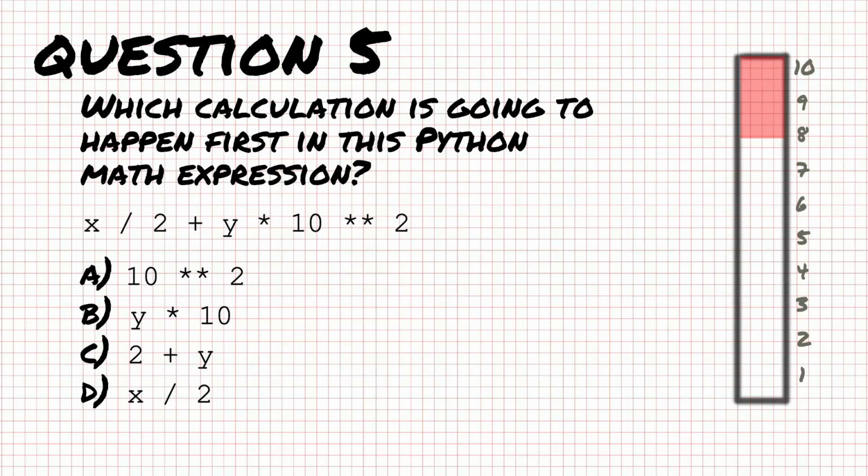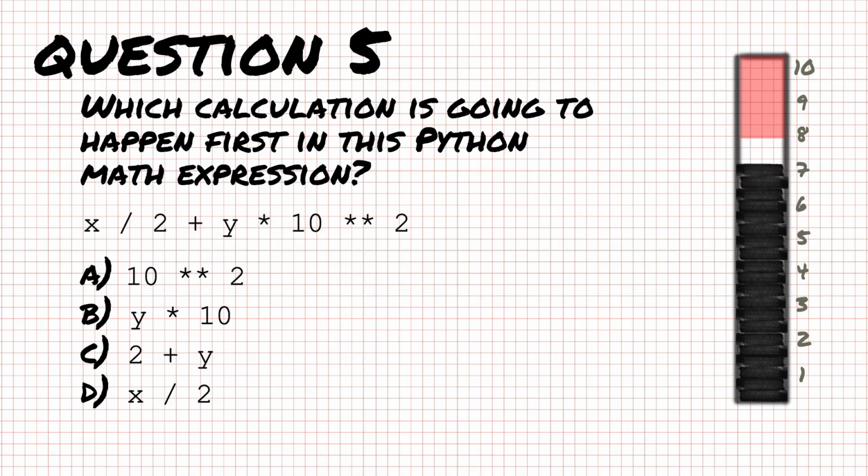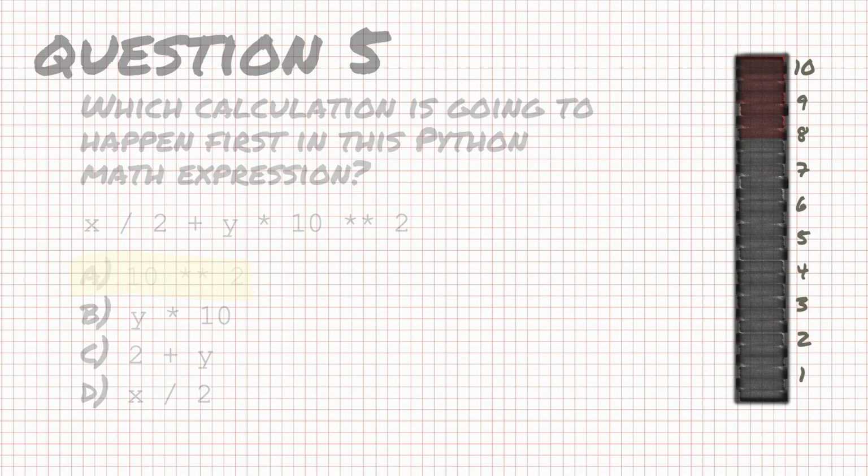Question 5. Which calculation is going to happen first in this Python math expression? x/2 + y * 10 ** 2. Is it A, 10 ** 2, B, y * 10, C, 2 + y, or D, x/2? The first calculation in this expression will be A, 10 ** 2. In Python, this is an exponentiation, and according to PEMDAS, exponentiation happens before division, addition, and multiplication.